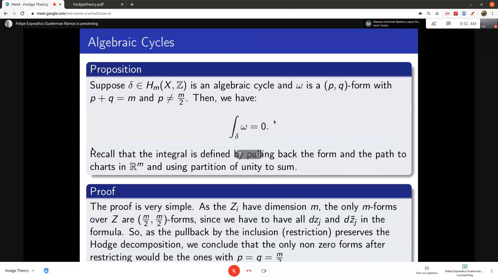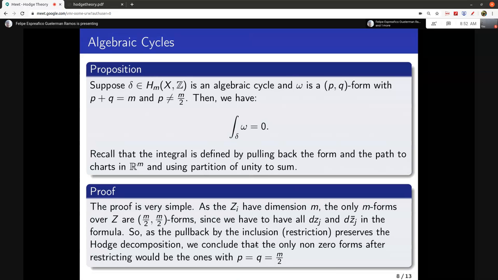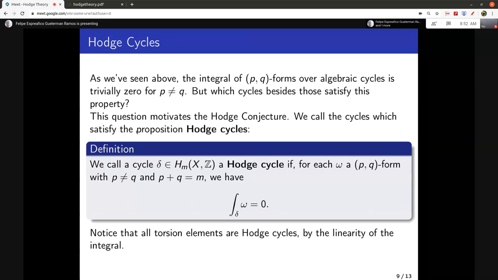So that means that this proposition is just the fact that we don't have forms with indices higher than the dimension. It's really simple, and it's similar to what Hussein did in the algebraic context.